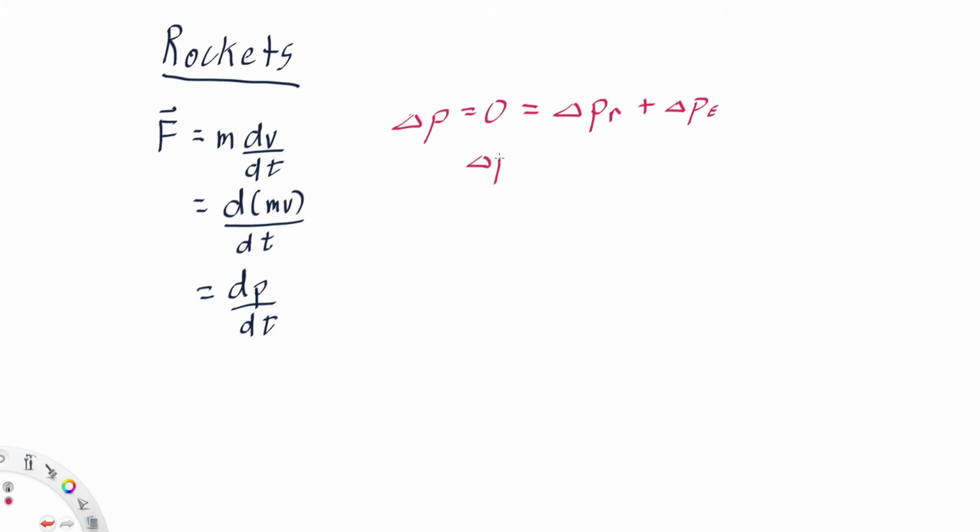we can say, well, the change in momentum of the rocket, let me actually use capital R here, it's got to be equal and opposite to the change in momentum of the exhaust. That is, if you throw something out the back at high speeds, that's going to move you forward, as anyone who has ever tried to play catch on a rowboat can attest. All right.